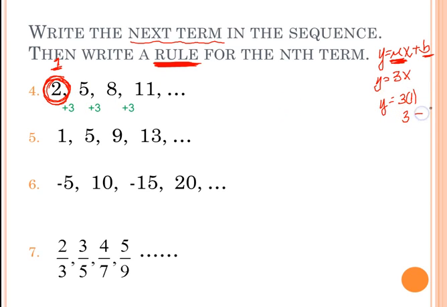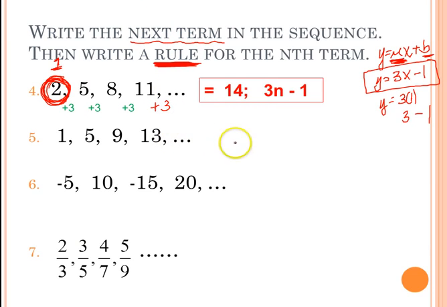I need to subtract 1. So my function is going to be 3x minus 1. I need to subtract 1 to make that 3 turn into 2 at term 1. Now my next term, well, it's pretty easy. We need to just keep adding 3, so 11 plus 3 is 14. So my next term is 14, and my rule is 3n minus 1.